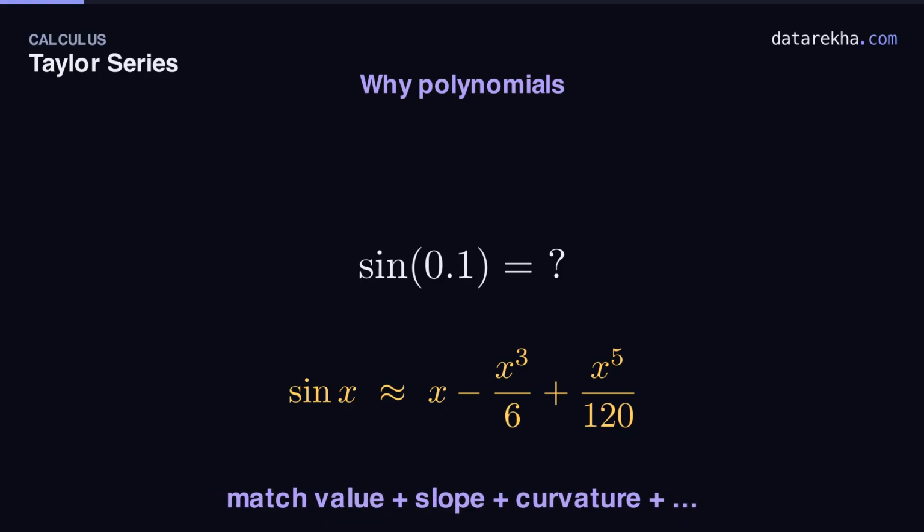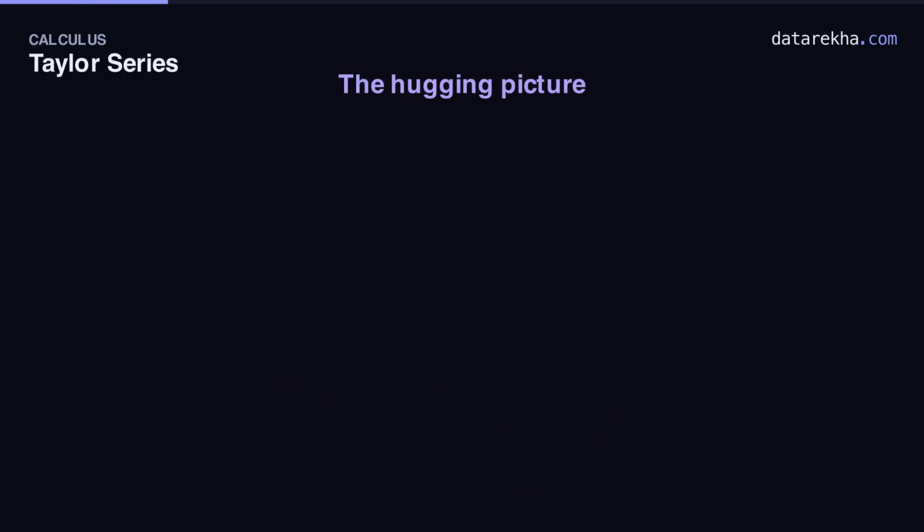The whole trick is to match not just the function's value at a point, but its slope, its curvature, and every twist beyond. Match more, and you fit better. Let me show you the whole idea in one picture.